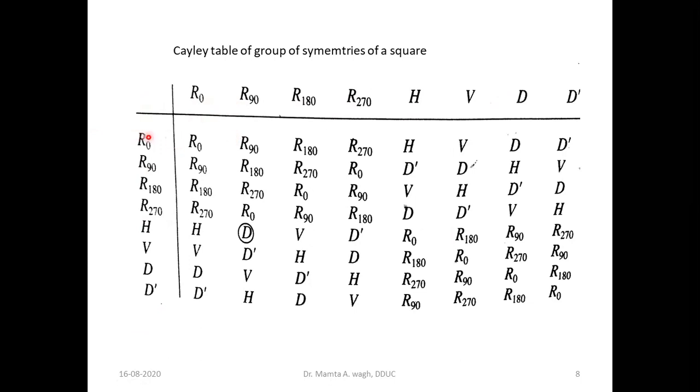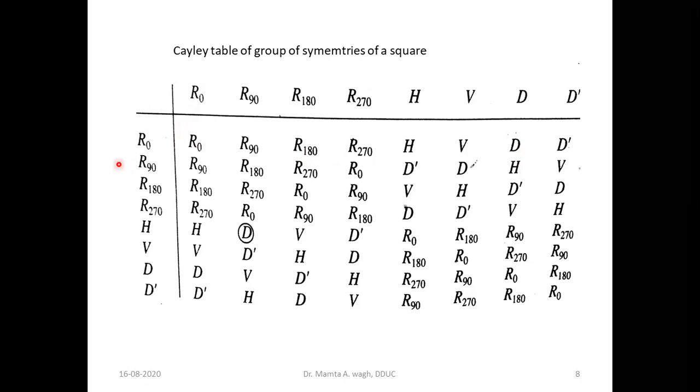So R0 combining with R0, R90, and so on, because what is R0? Your R0 is no change. It is not changing the position of the square. So if I combine R0 with any of these elements, R0 with R0 will give you R0, R0 with R90 will give you R90, R0 with R180 will give you R180, and similarly all these, no change.